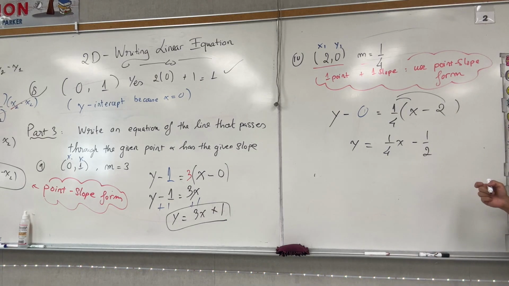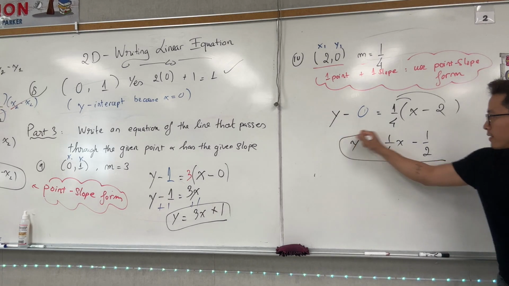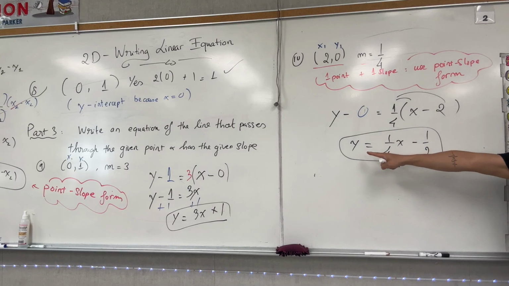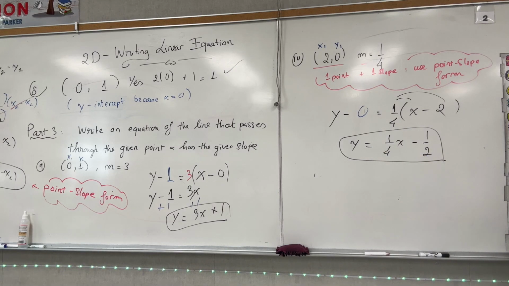Is it the answer? Yes or no? Are you sure? Positive? Very good. As long as y is isolated by itself, that's the slope-intercept form. Easy? Let's give Sabrina 1 point.